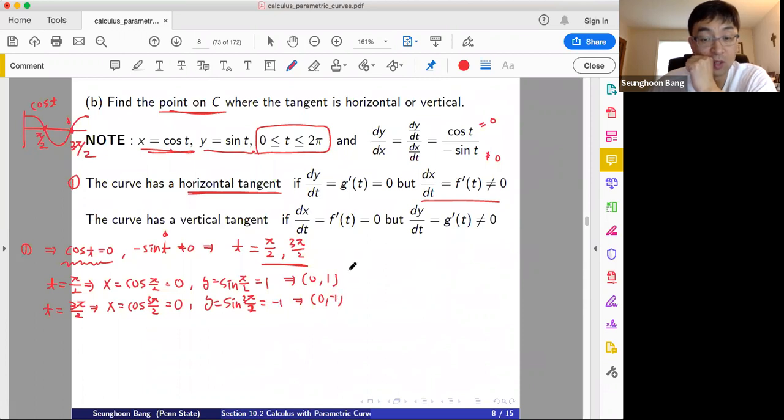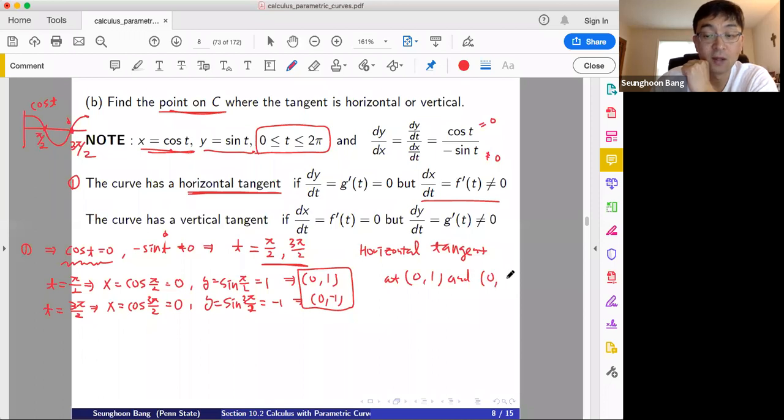So what does it mean? We have 2 points. So we have a horizontal tangent line at 2 points, 0, 1, and 0, minus 1. So like this. This is the first one. You think about the second one.